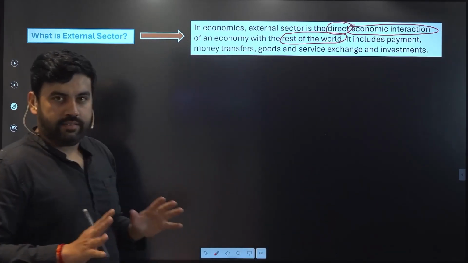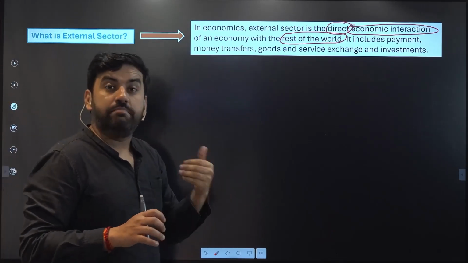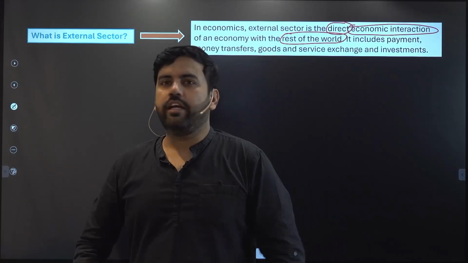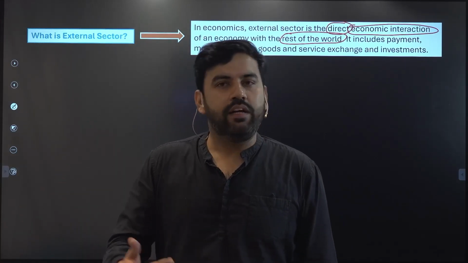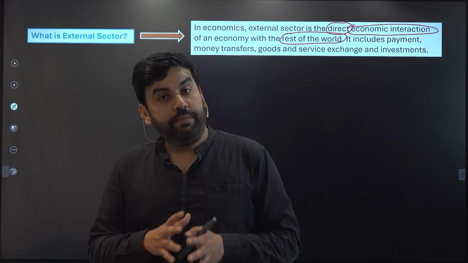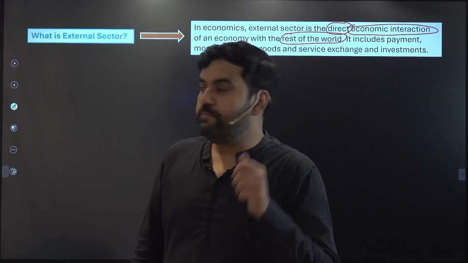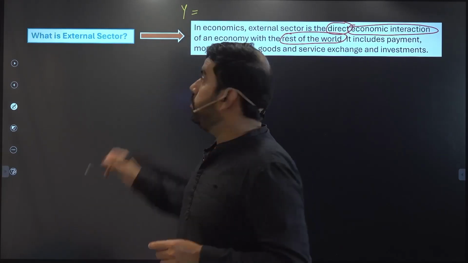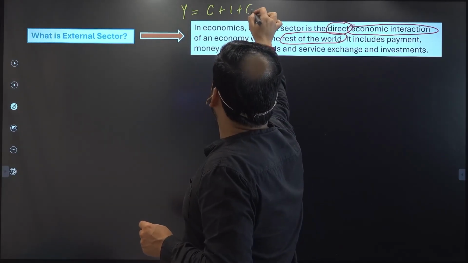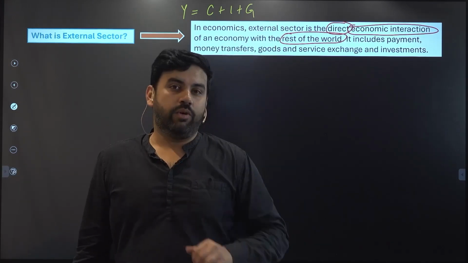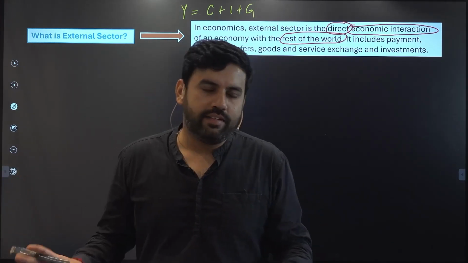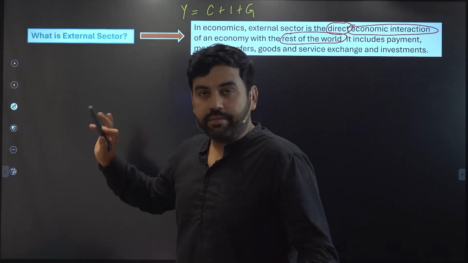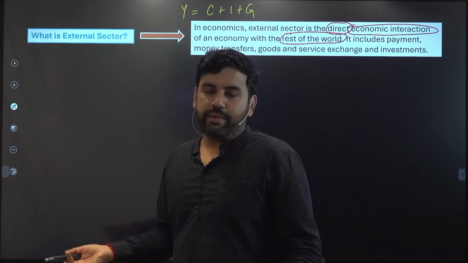Now the biggest question is how the external sector is measured in an economy. We say that economic activity in India is measured via GDP calculations. In GDP calculation, you may have studied an important formula which says that GDP, that is Y, equals C plus I plus G. Now this indicates the internal economy. This is not rocket science, guys. This is just a basic formula given in your NCERT. C stands for consumption in India, I for investment, and G is government spending.